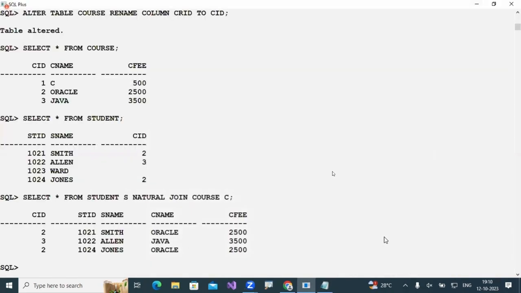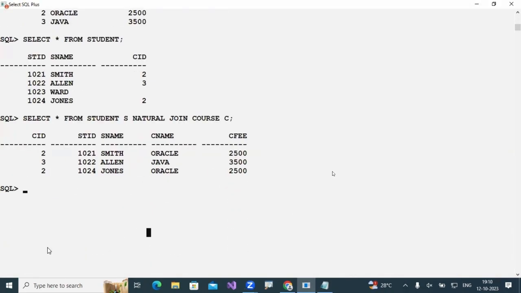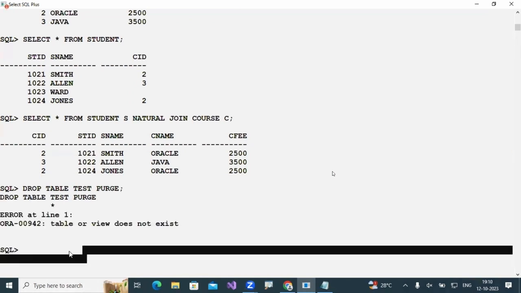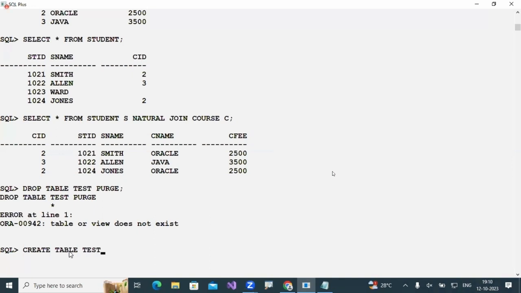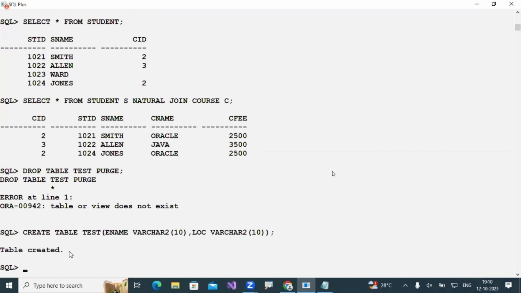For example, I'm preparing one table, observe carefully. Permanent. One sample table I'm going to design, guys. This is one table I designed with two columns, name and location. I'm inserting a few employees' names into this test table.